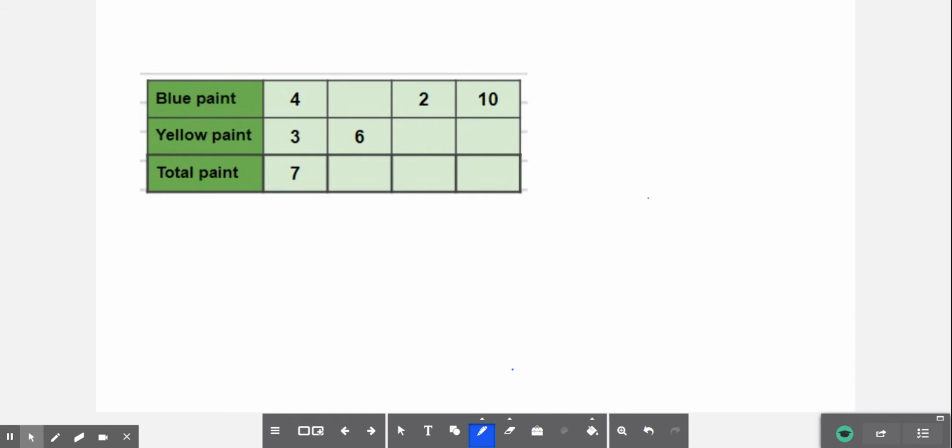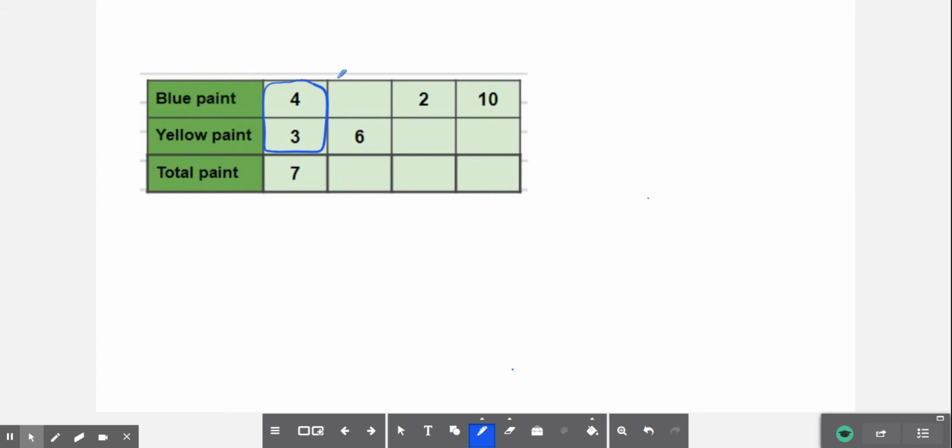Okay, so this is a ratio table with blue paint, yellow paint, and total paint. Our ratio given is 4:3. 4 blue paint and 3 yellow paint gives us a total of 7 green.